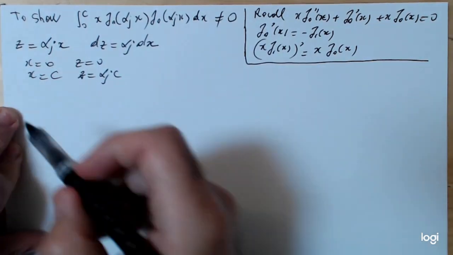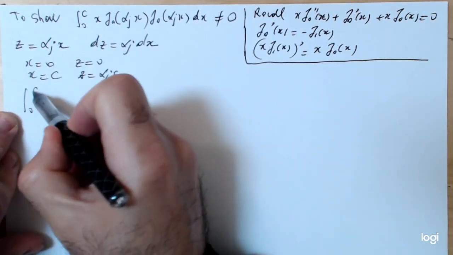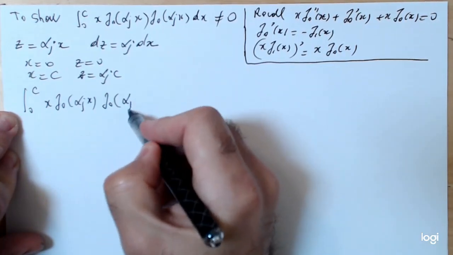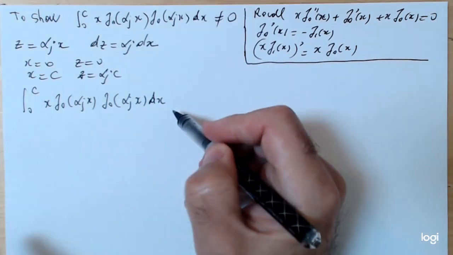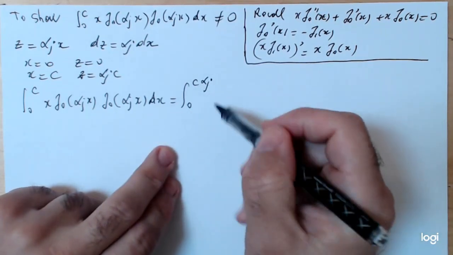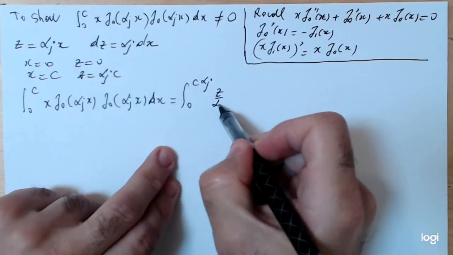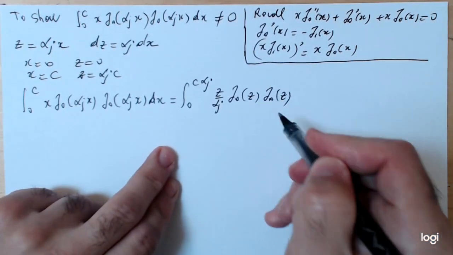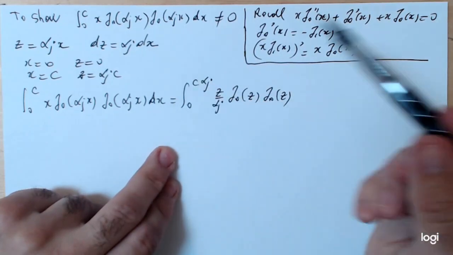So with this change of variables, my integral from 0 to c of x j naught of alpha j x times j naught of alpha j x dx is equal to the integral from 0 to c alpha j, and instead of x, you write z over alpha j, j naught of z, j naught of z, and then instead of dx, it's going to be dz over alpha j.